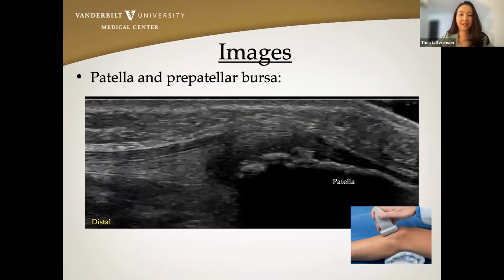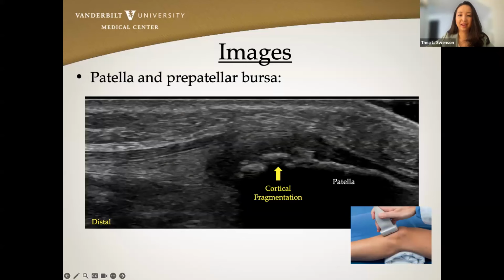Next, we see the patella and note that there is no prepatellar bursitis, which again, we also did not see on clinical exam. One thing we do notice in this region right away is these cortical irregularities. There we go, cortical irregularities and fragmentation at the inferior pole of the patella.